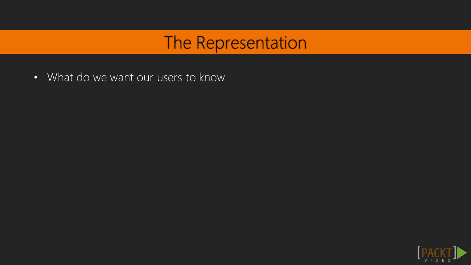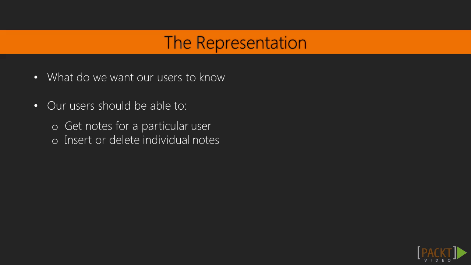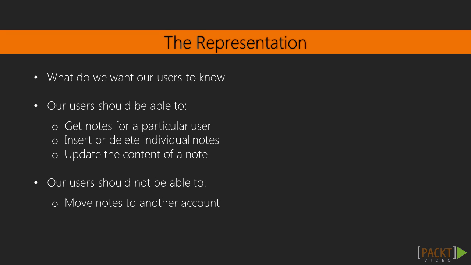Once we know our data, the next thing that we should think about is the API's representation of the data. To come up with a good representation, we should ask ourselves the question, what do we want our users to know? The sample application's requirements show us that our users should be able to get the nodes for a particular user, insert or delete individual nodes, and update the node. Our users should not be able to move nodes to another user account or move a node to another friend.